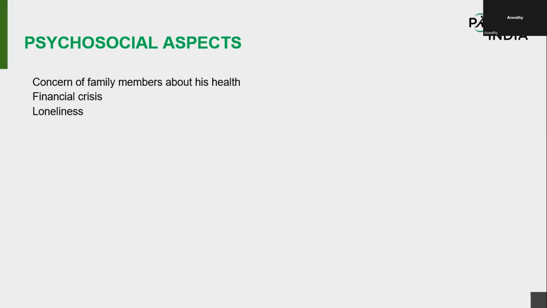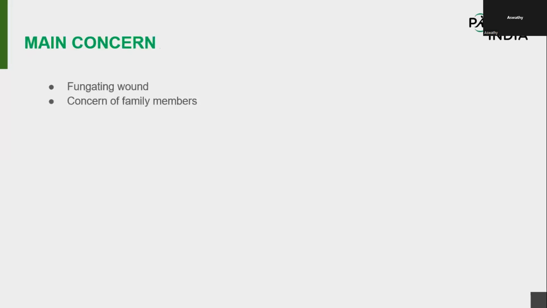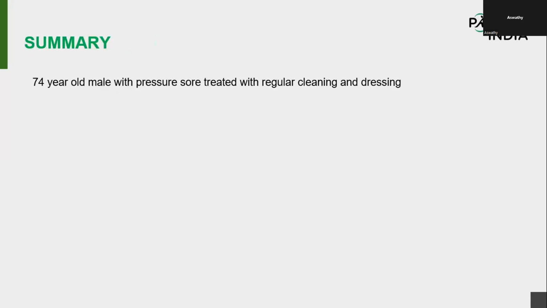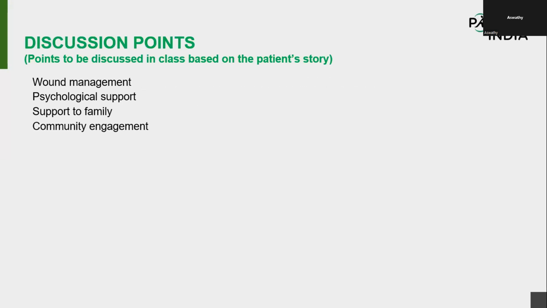Psychological aspects: concerns of family members about his health, the financial crisis, and loneliness. Main concern: fungating wound, concern of family members. A 74-year-old male with pressure sore treated with regular cleaning and dressing. Discussion points: wound management, psychological support, support to family, and community engagement.